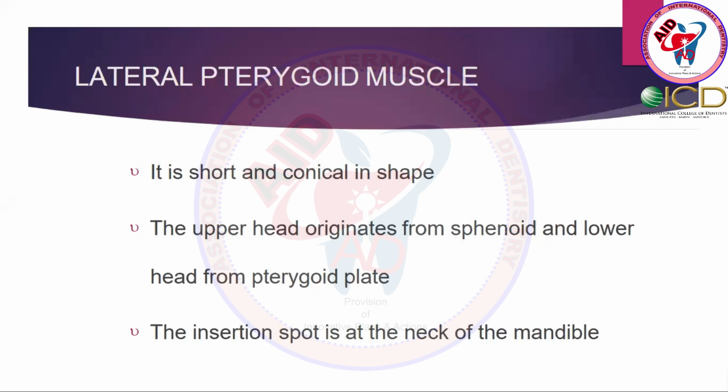While we are talking of the lower head, it is placed medially and more anteriorly. So that is why it gives the orientation for upward as well as forward pull of the mandible. The insertion spot is at the neck of the mandible, so its more power is inserted at the main hook of the mandible, that is the condylar neck.